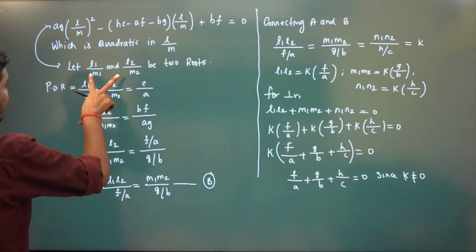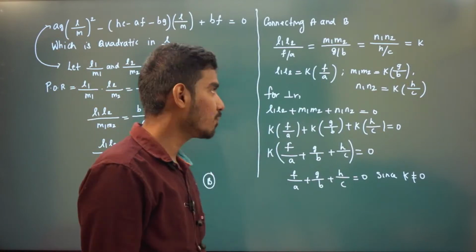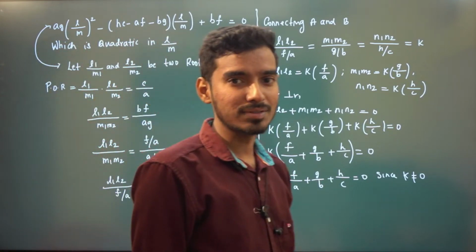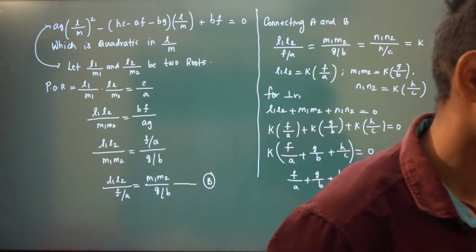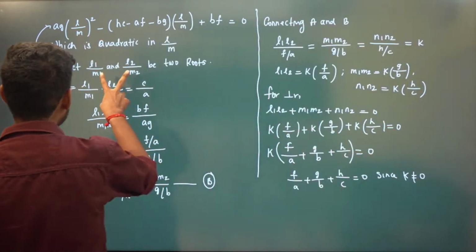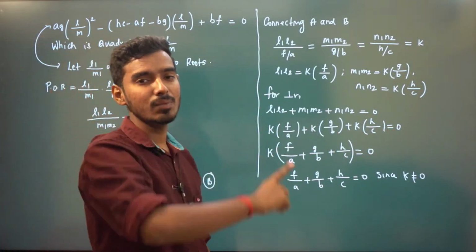See, what happens if these two roots are the same? We will have the condition for parallel, yes or no? L1 by M1 is equal to L2 by M2. L1 by N1 is equal to L2 by N2. So if these roots turn out to be equal roots, then that will be parallel.